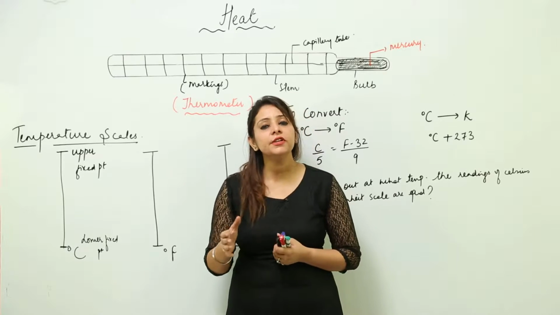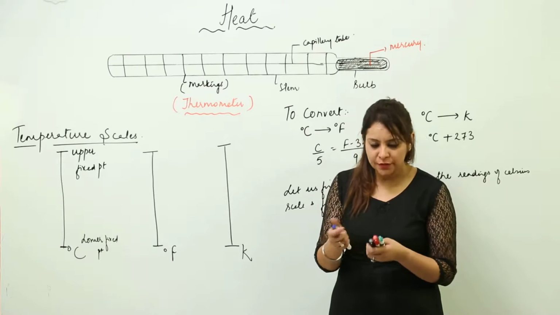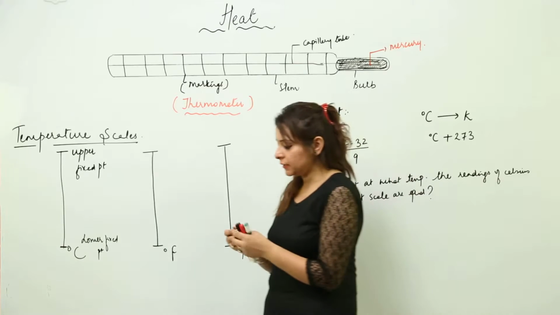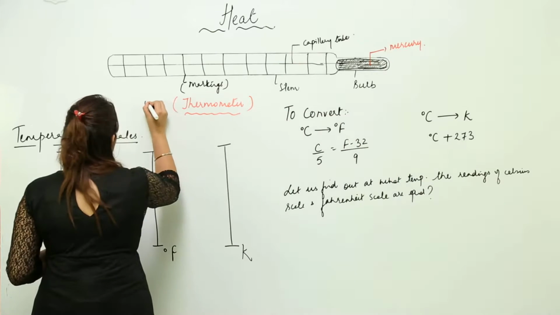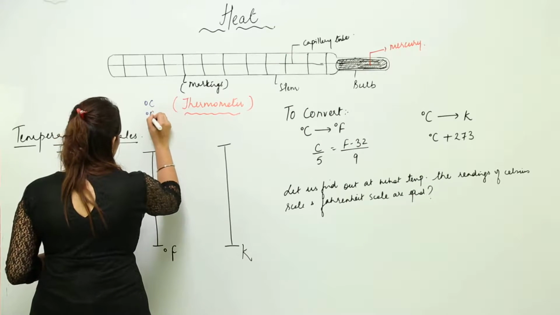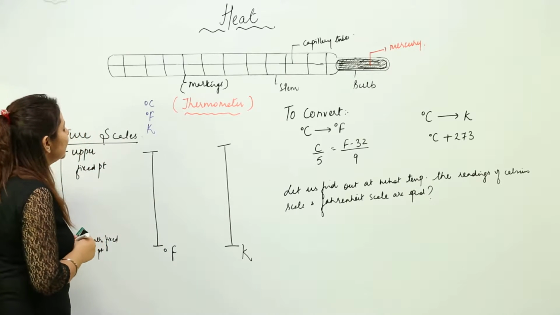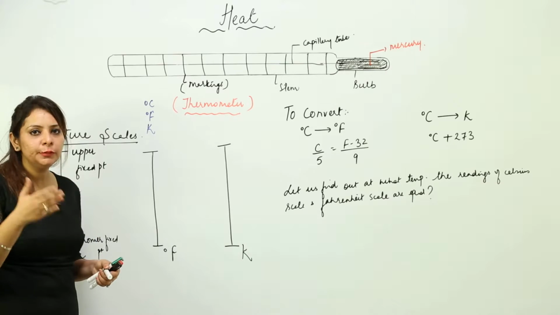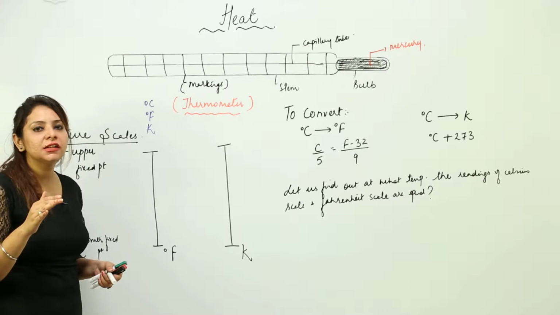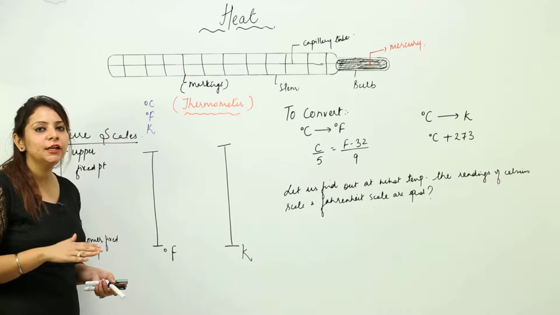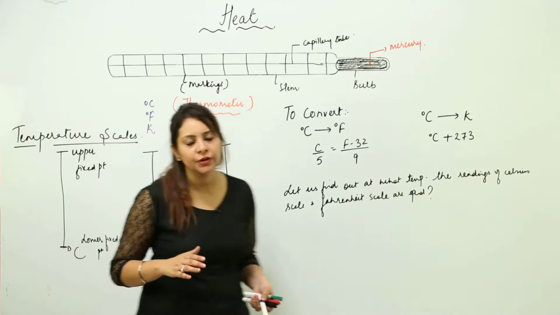Now there are different temperature scales in order to measure temperature. Out of that, the common scales are degree Celsius, degree Fahrenheit and Kelvin. You know that they are divided into different equal parts, and moreover there is an upper fixed point and a lower fixed point on each thermometer scale.